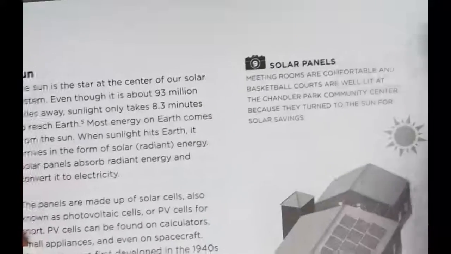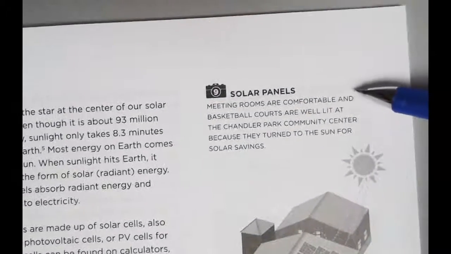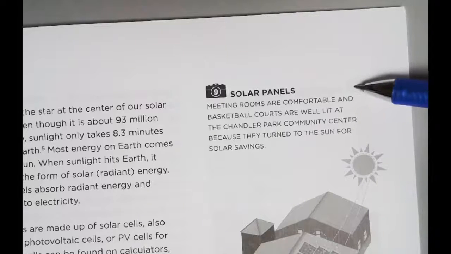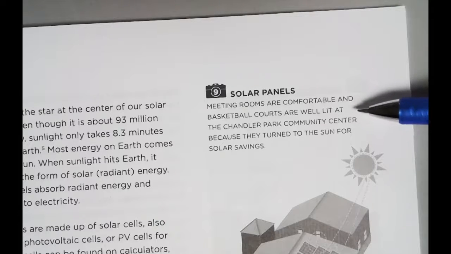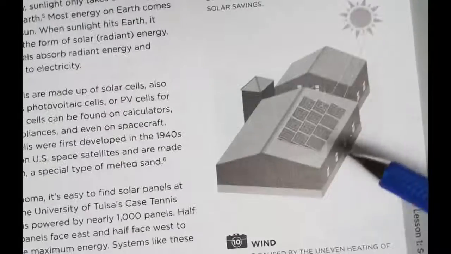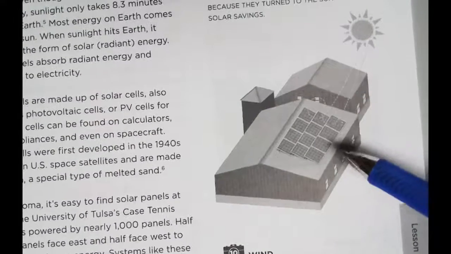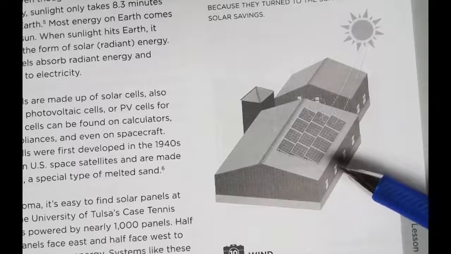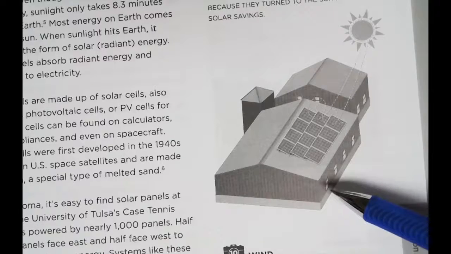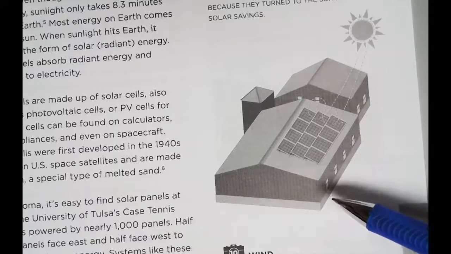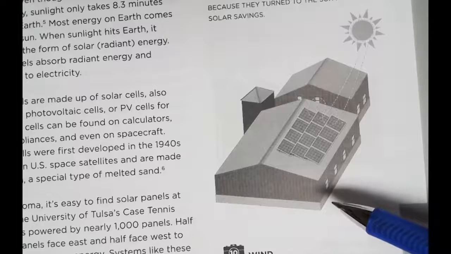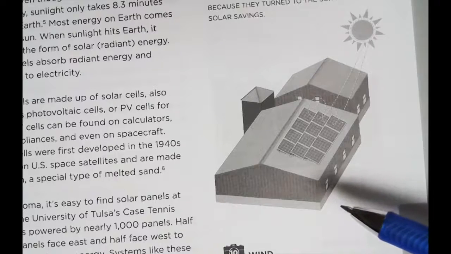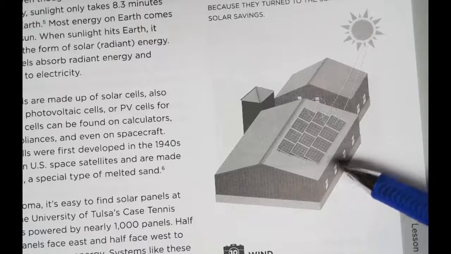Okay. So over here, can you read about that up here, please, Asher, on the solar panels? Meeting rooms are comfortable and basketball courts are well lit at the Chandler Park Community Center because they turn to the sun for solar savings. Okay. So solar panels, okay. You guys might have seen them. I know in New Mexico and Arizona, a lot of homes have solar power because, my goodness, it's hot out there, right? And the sun shines all the time. So I know it's kind of a big thing out there.